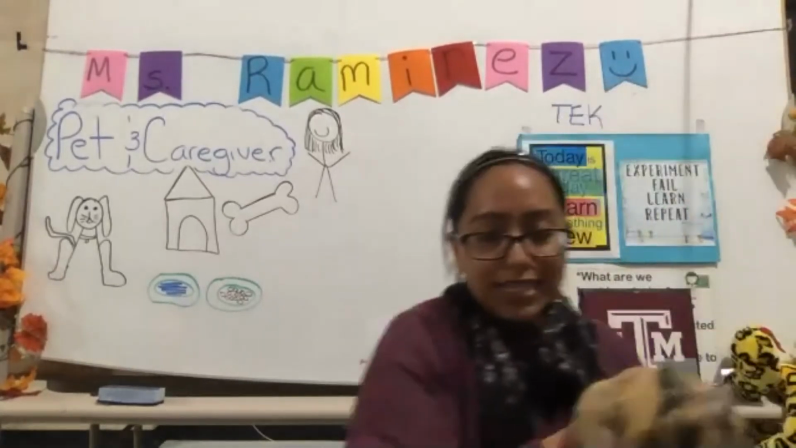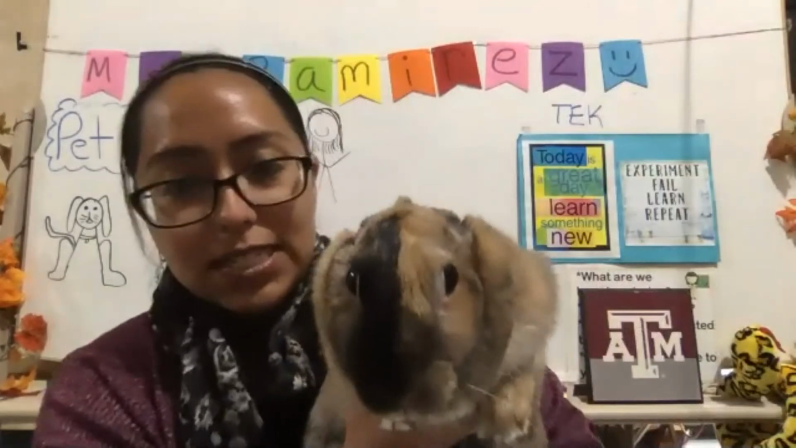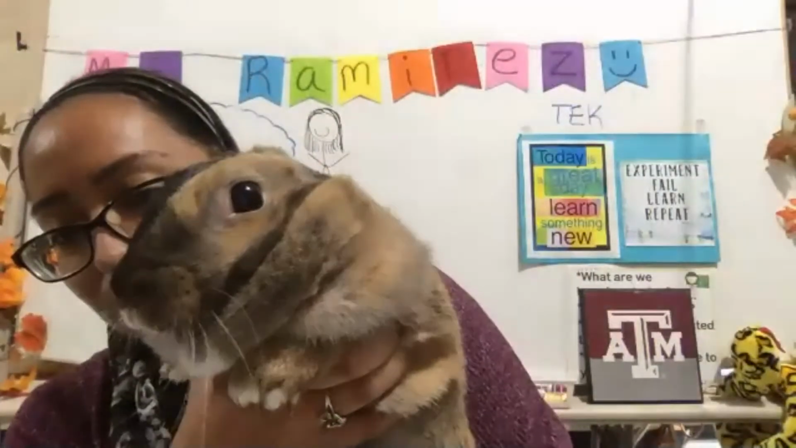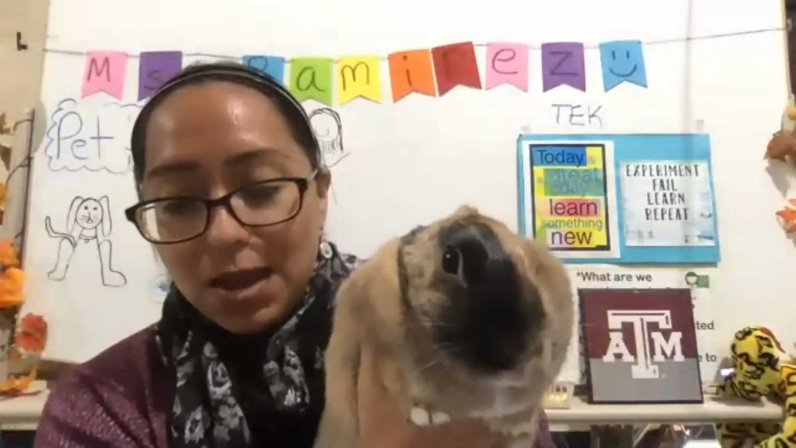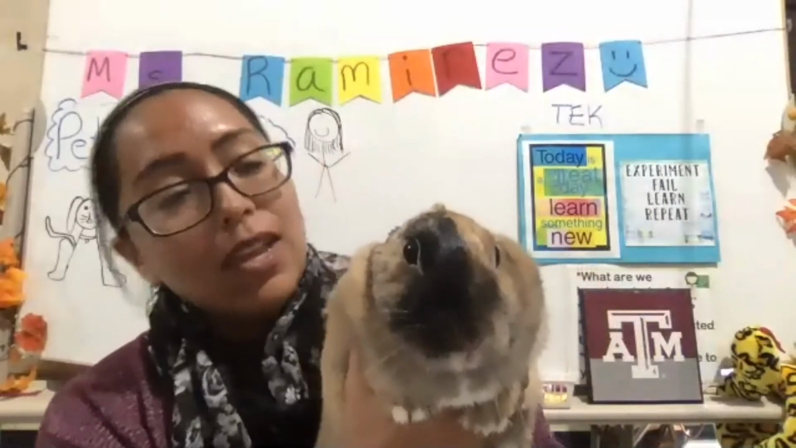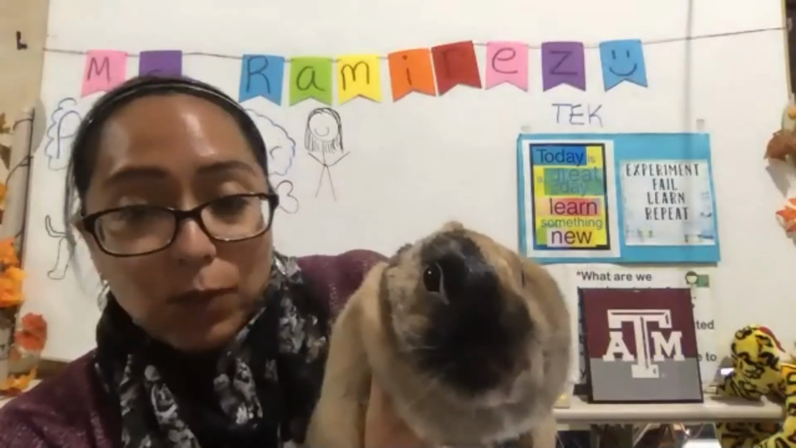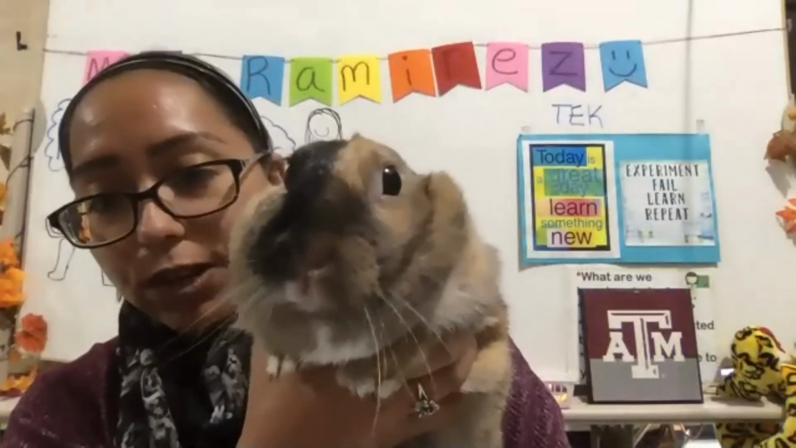Think about, what needs does a pet rabbit have? So this is Mochi, and you can see she's an animal and she's a living thing. And think about, how do you know Mochi is a living thing? So Mochi here, we said, is a rabbit. She's a mammal because she has hair or fur covering her body.